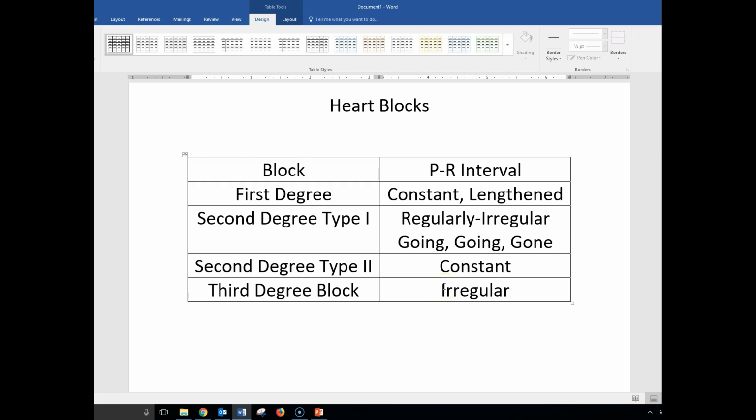So something to remember is Mobitz type 1 or second degree type 1 is the same as Wenckebach. So we have a couple of different names there. Trying to think if there's anything else. You might hear complete heart block as opposed to third degree heart block. And remember, that's when nobody's really talking to each other.